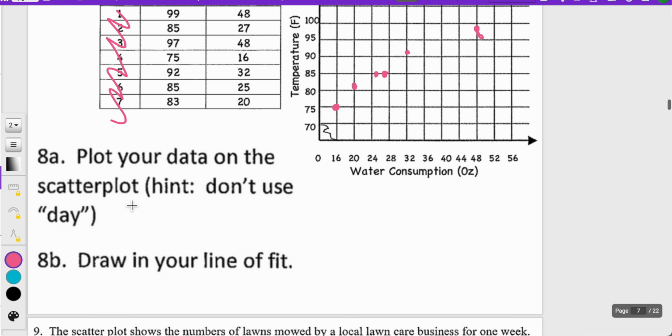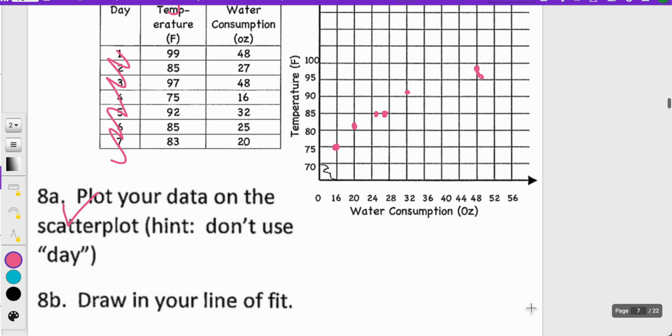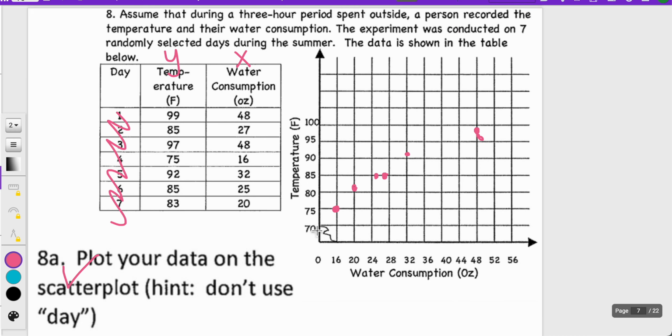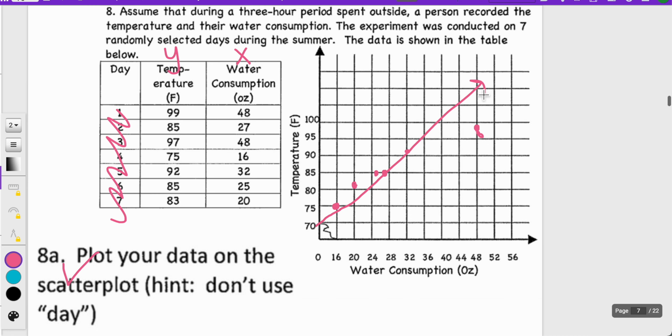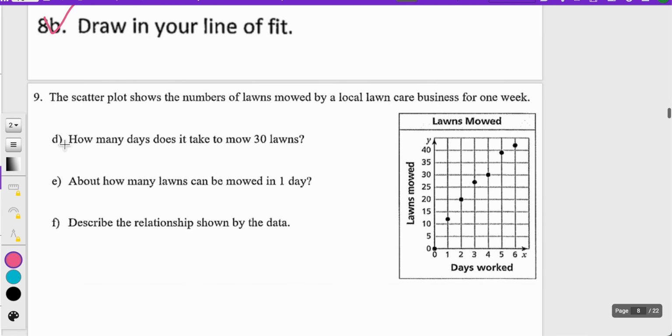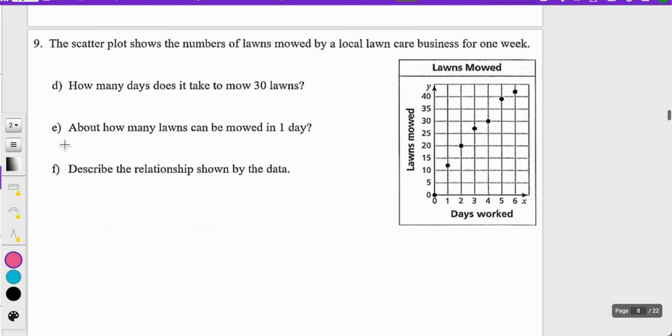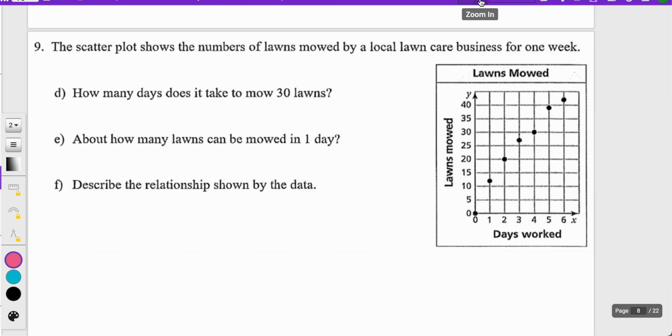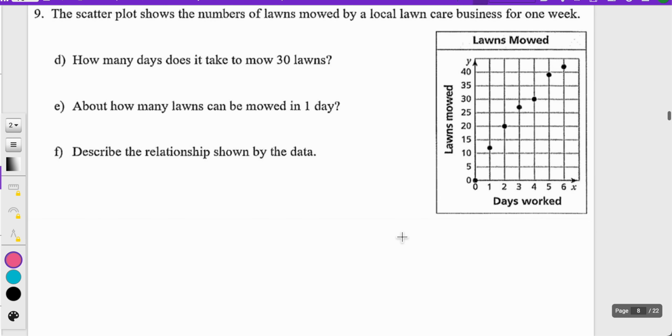Okay, draw your line of fit. So most of my points are here, so we got a few outliers on that side. Okay, and that's all we needed to do for number 8. Number 9, now we're going to identify some things on scatter plots. The scatter plot shows the number of lawns mowed by a local lawn care business for 1 week. Okay, how many days does it take to mow 30 lawns?